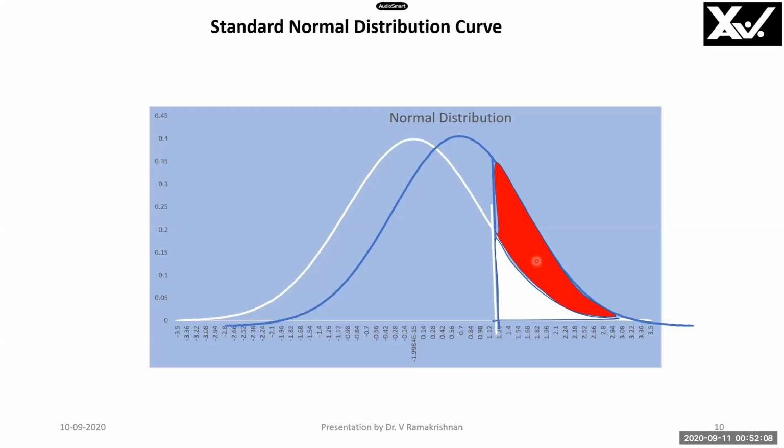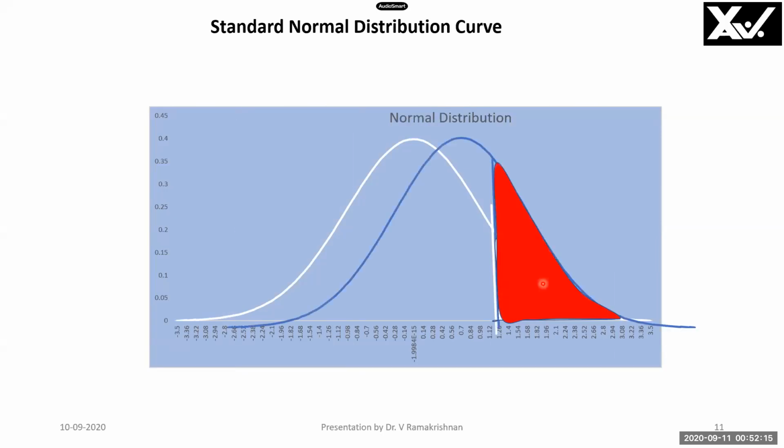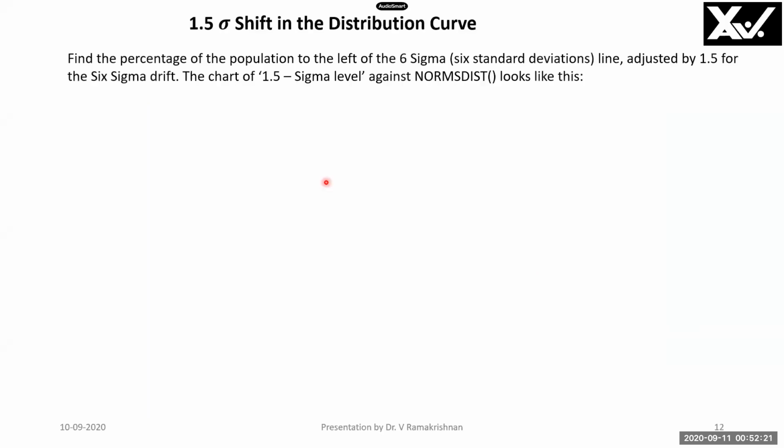After a long time of operation, the process will become inferior and the defects will be more. So this is what we have to find out. These are the defects we have to find out. We will see here: find the percentage of the population to the left of the 6 sigma standard deviation line adjusted by 1.5 sigma, 6 sigma drift, right? Okay, that is what it says here.